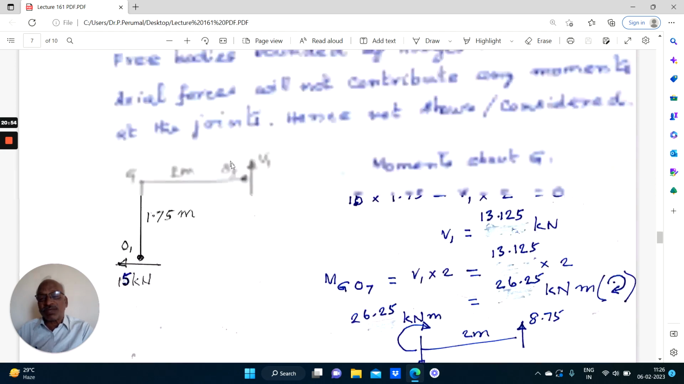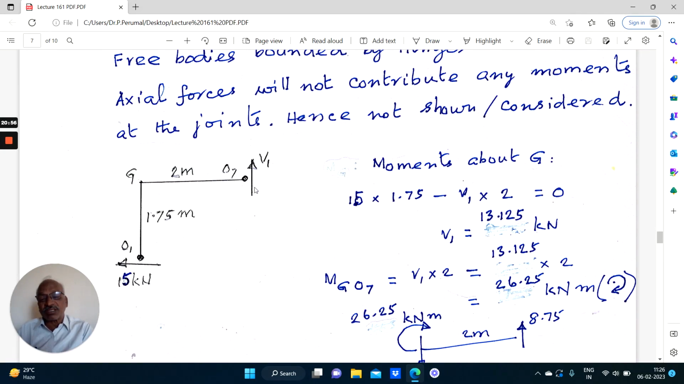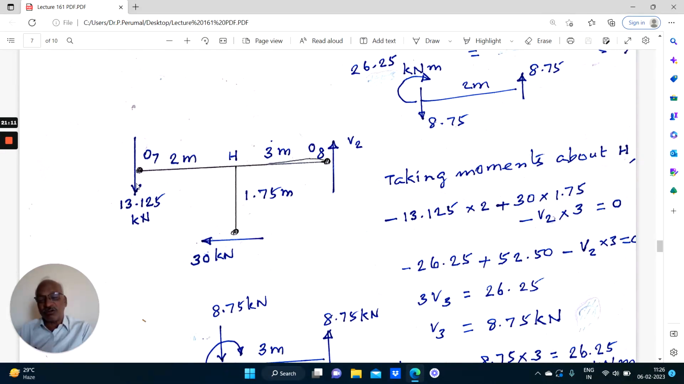How? Here, when this is V1 13.125 up, just to the right of the hinge it is V1 downwards, because at the hinge there is no other force. So V1 upwards, V1 downwards will make sigma V equal to 0. Therefore, this has to be downwards. Right? So this is known.